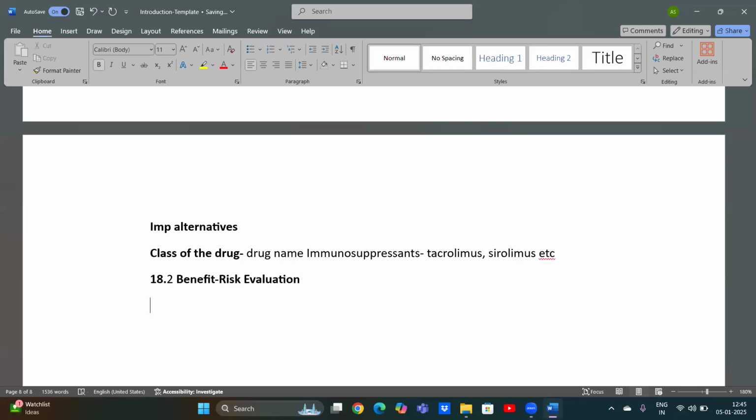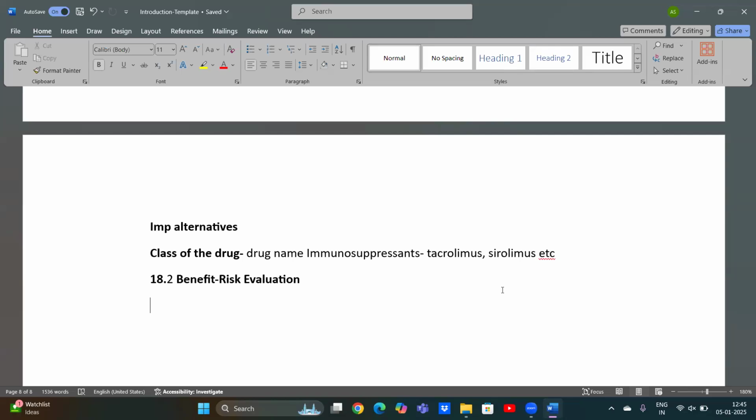So what information will go here? You have been studying for so long the periodic benefit risk evaluation report. PBRER is the name, right? This is the main name of PBRER, periodic benefit risk evaluation report, right? So what information should go here? Tell me, people, what information you will present here.